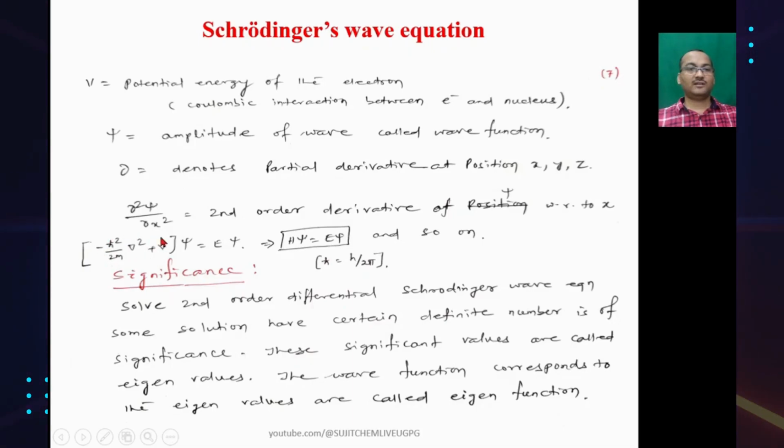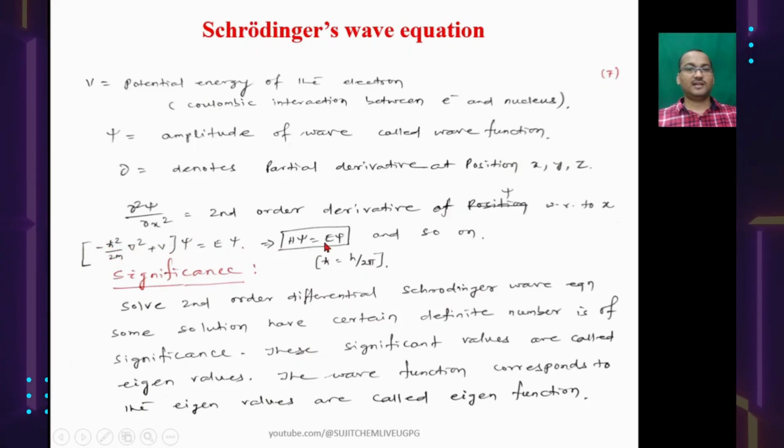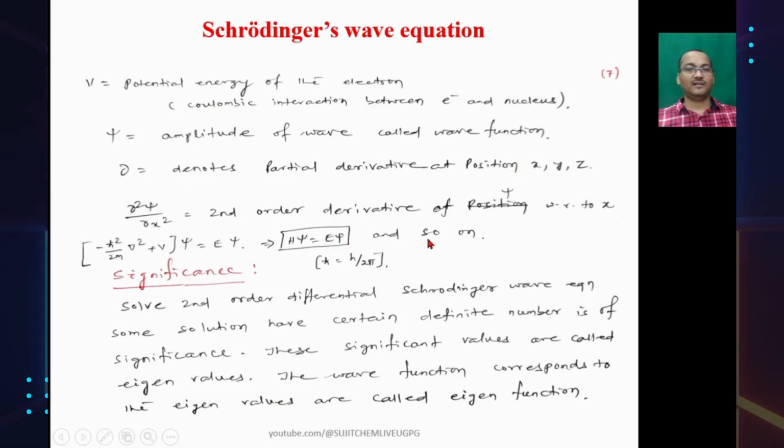So we can rewrite it as minus h cross square upon 2m del square plus V whole into psi equal to E psi, that is H psi equal to E psi. This is another short form of the Schrödinger wave equation. Here h cross equal to h upon 2 pi.